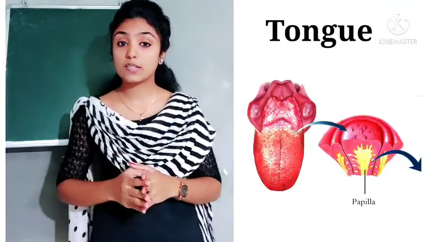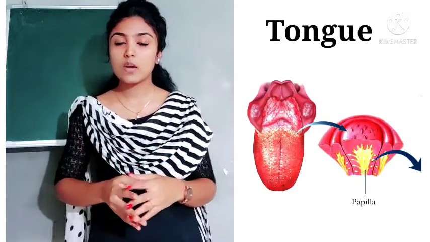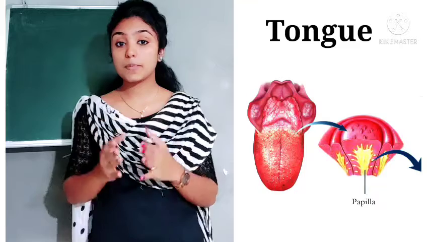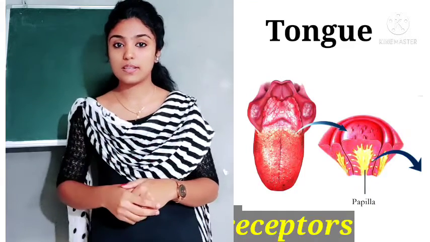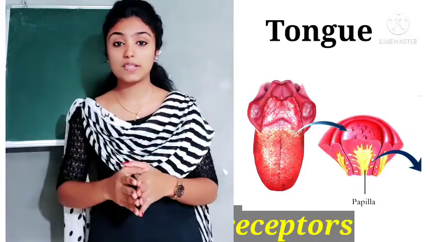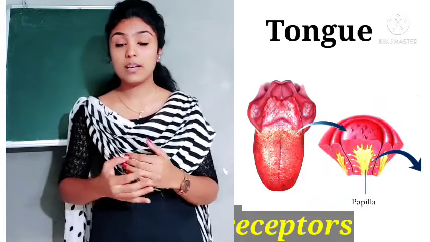Okay children, so we studied all the details about two sense organs, eye and ear. Now we shall discuss the tongue. So how does our tongue help us to detect taste? We already studied that the receptors associated with the tongue are chemoreceptors. So chemoreceptors help us to detect the taste.